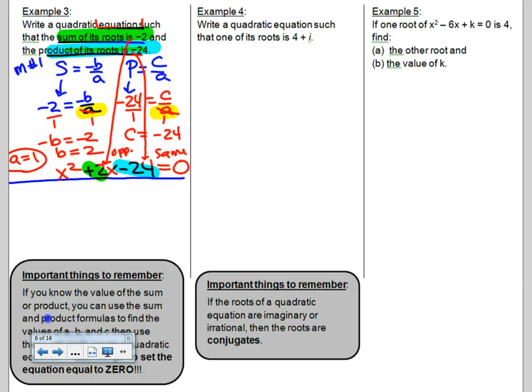The other way you could do this problem is that you could try to figure out what the actual answers are. This does not always work, but if there's a way to figure out what two numbers add up, so I need two numbers to add up to make negative 2, but multiply to make negative 24. Well, let's see. Negative 24, I have these choices.